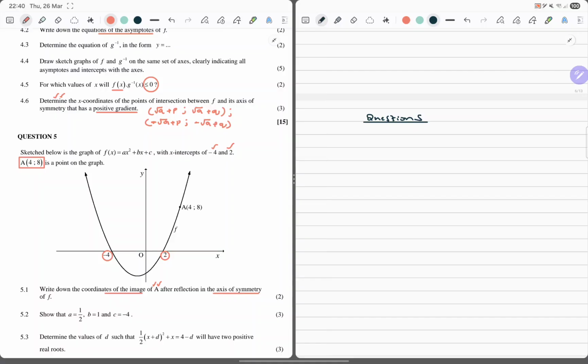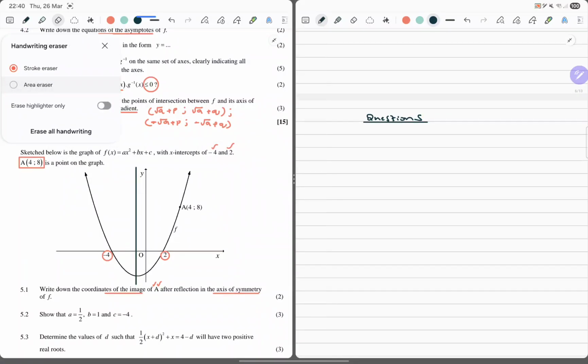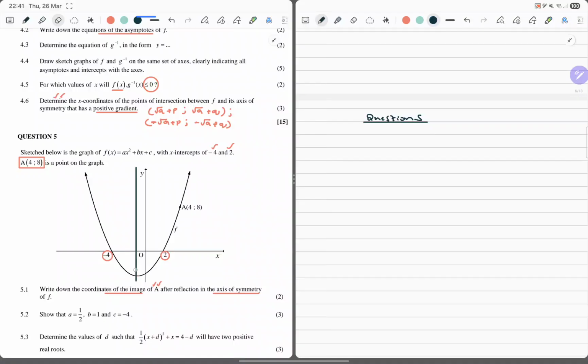So we've got minus 4 plus 2, which we divide by 2, we get minus 1. So we literally know that our axis of symmetry is going to be at x equals minus 1. So this is the x coordinate of the turning point.